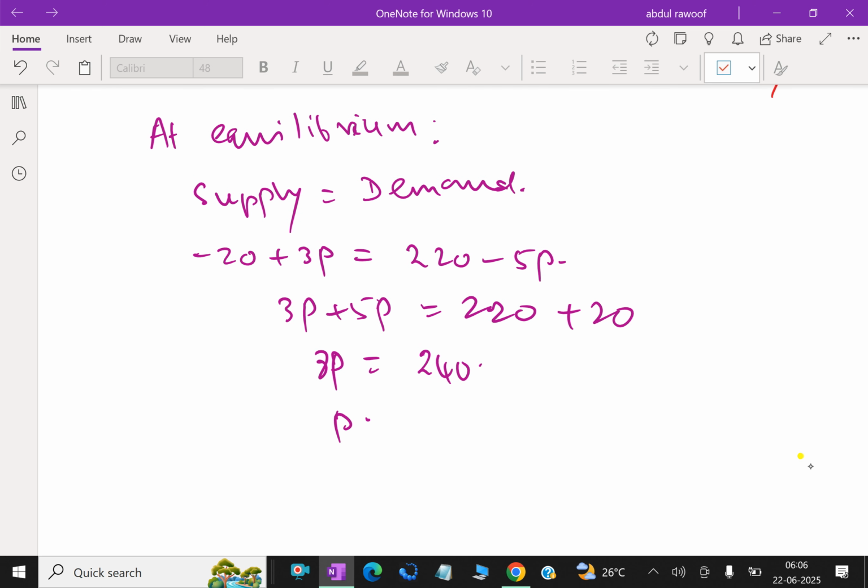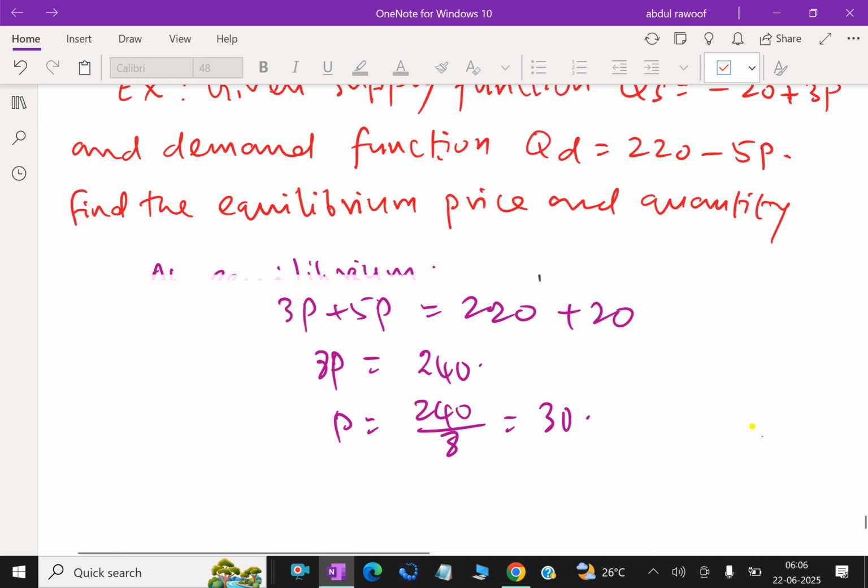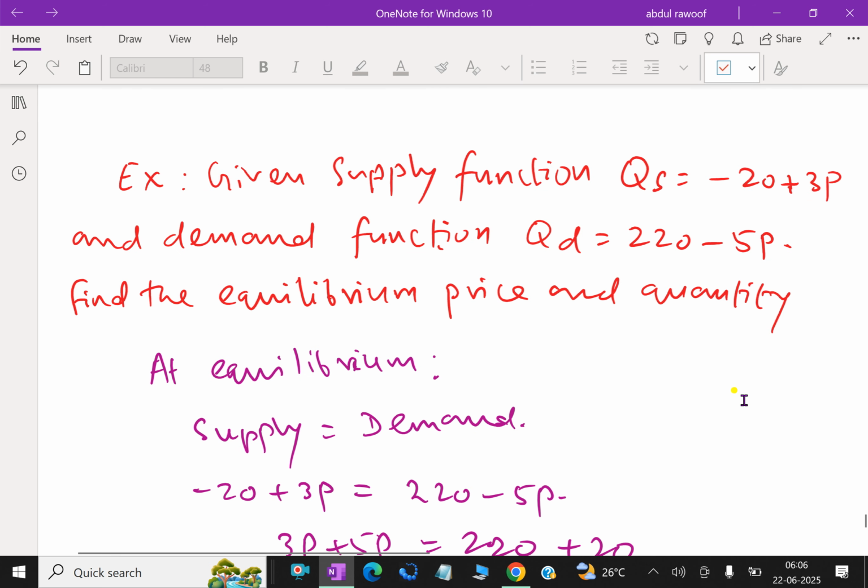Then P equal to 40 by 8, which is 5. Therefore, we find the equilibrium price. The equilibrium price is this much, whether rupees or dollars, whatever is given. We have to find both price and quantity. Now we can find the quantity.